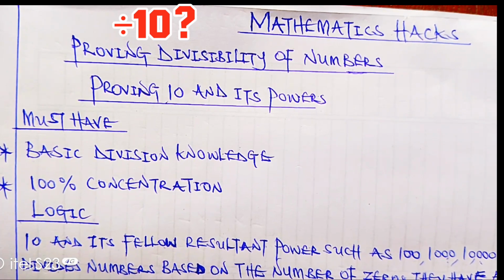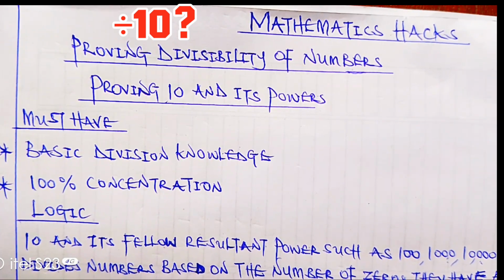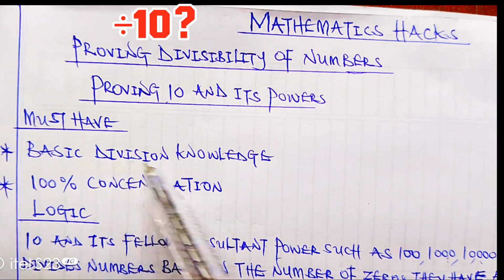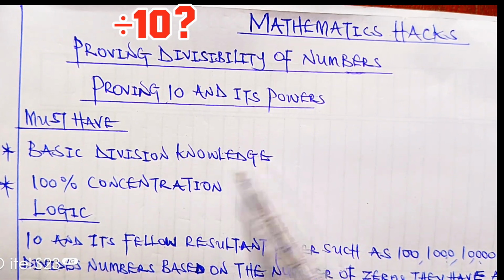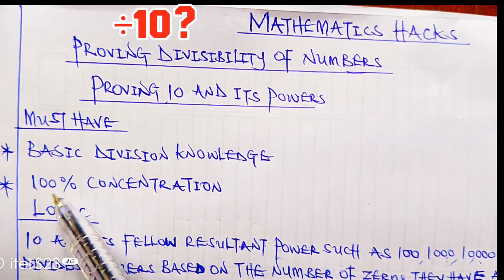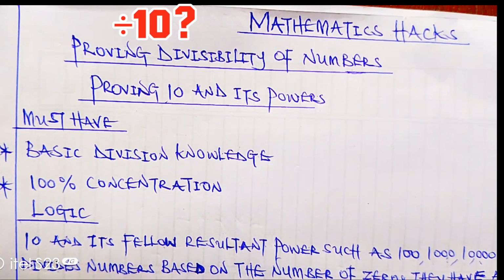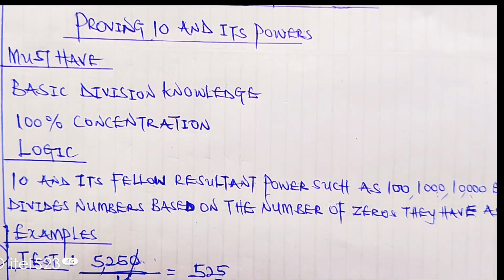So what are we going to have? What do we need to understand today's exposition? The first thing we need is basic division knowledge, very important. You have to know how to divide. We've said this many times. The next is 100% concentration. So let's look at the logic for today's exposition.